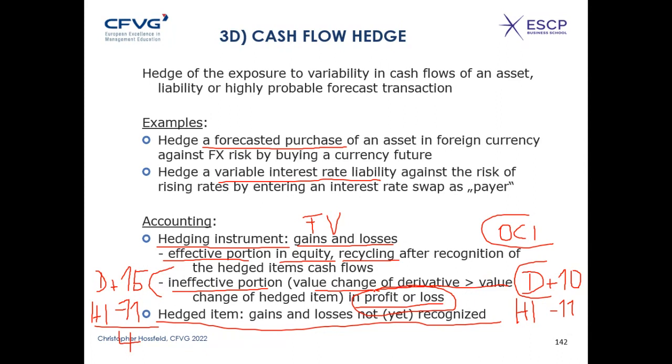Okay, so the effective part goes in OCI. Any inefficiencies, as defined here, go in the income statement, and the hedged item and the cash flows relating to this as such are not accounted for yet. Okay, any theoretical questions so far?